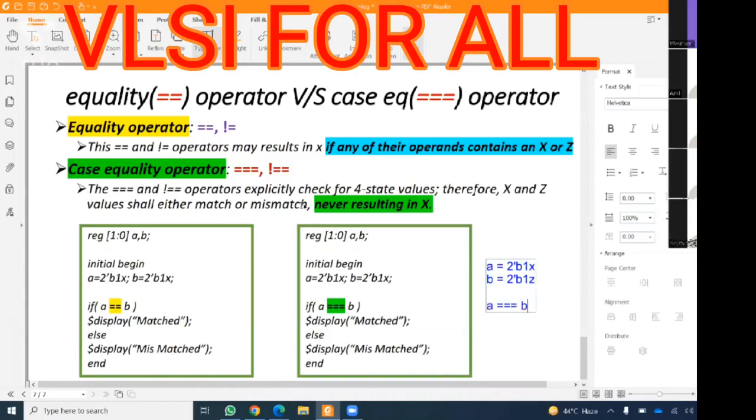Okay, so can anyone help me answer this question? What are you going to get? Matched or mismatched, guys? Mismatched. Mismatch. Yes, because it checked the first bit, 1 with 1, but the second bit is not matching. So we're going to get a mismatch here. And what are we going to get in this case?